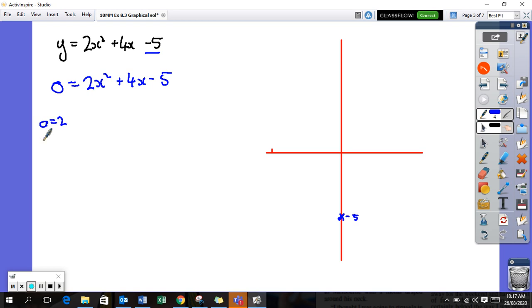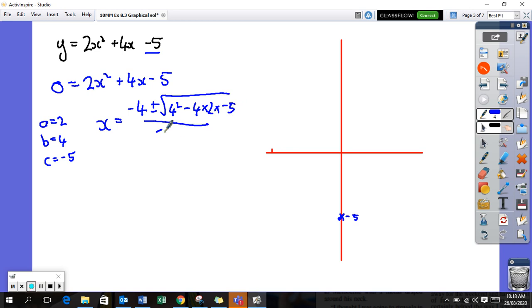So a equals 2, b equals 4, c equals negative 5. So x is equal to negative b plus or minus the square root of b squared minus 4 times a times c, over 2 times a. Let's go up and work this bit out. We got 16, 4 times 2 is 8. Sorry, negative 4 times 2 is negative 8. Negative 8 times negative 5 is plus 40.